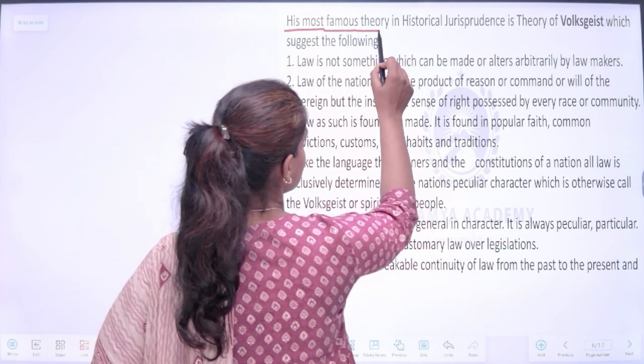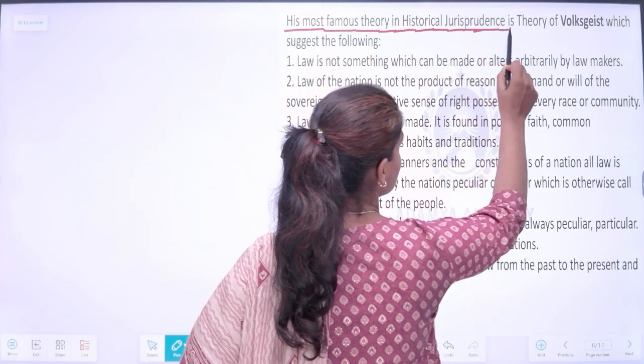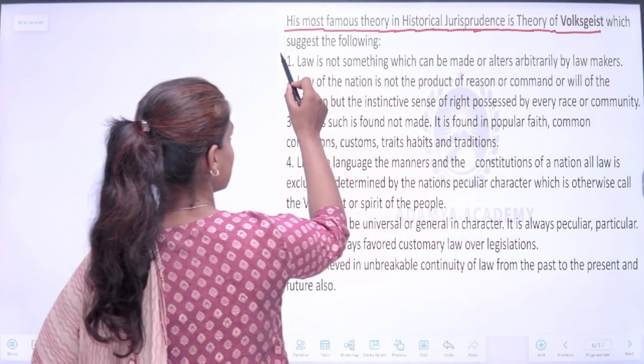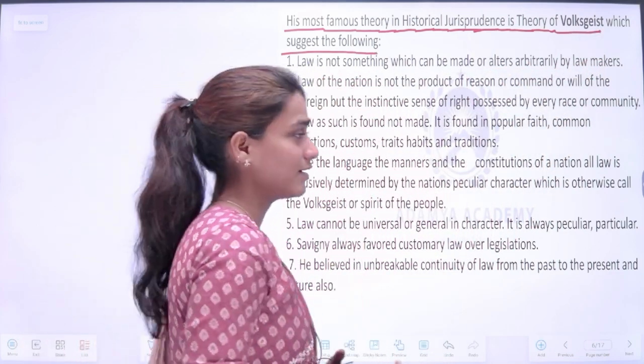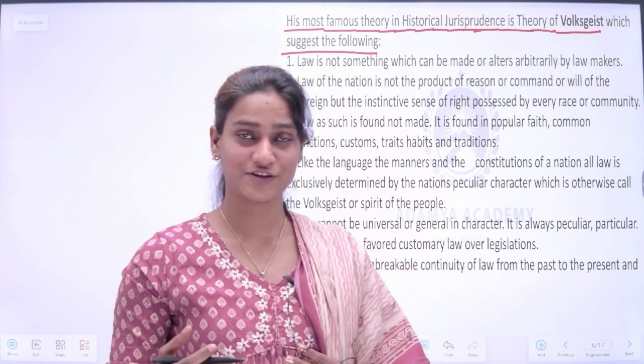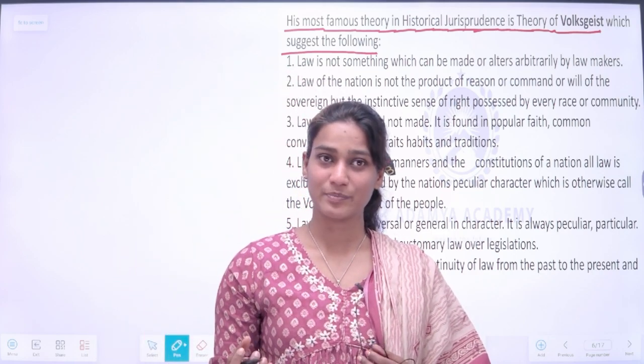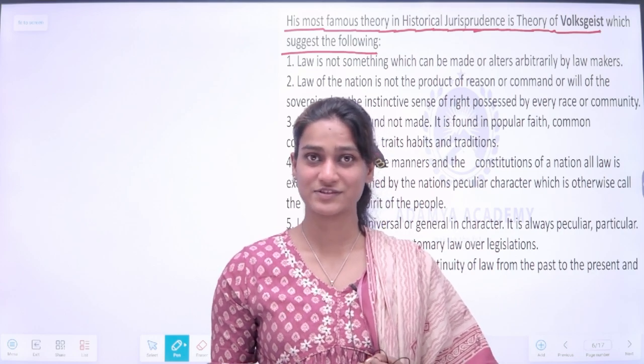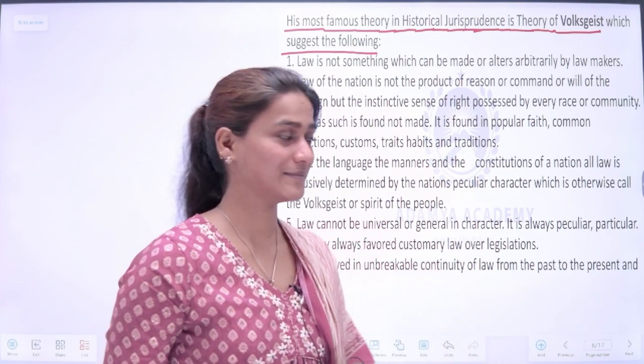His most famous theory in historical jurisprudence is theory of Volksgeist, which suggests the following. So in earlier class, I have told you the story of Volksgeist, a very famous theory. So now we will be studying the points under the theory of Volksgeist which have been propounded by Savigny.